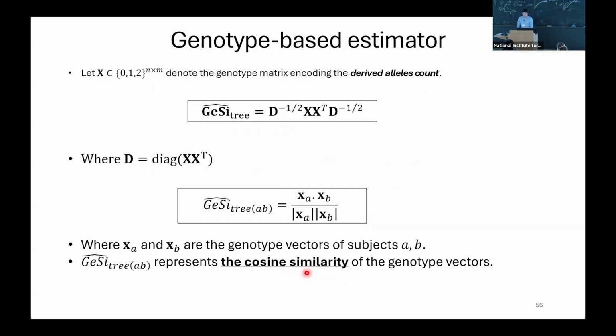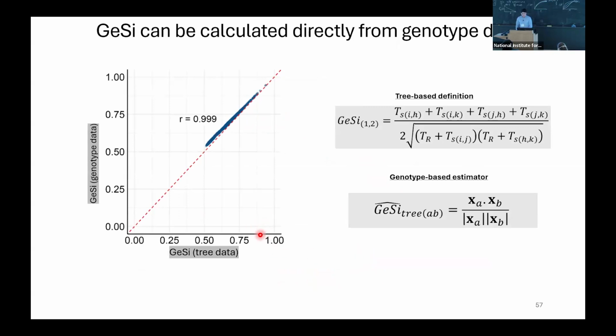And the reason why this is important is because if this is a cosine similarity, then if we take the arccosine, we get an angle, and then we can interpret that angle as a measure of distance. And then we can run a principal coordinates analysis and use it to also detect population structure. But first, let's see how good of an estimator this genotype-based estimator is.